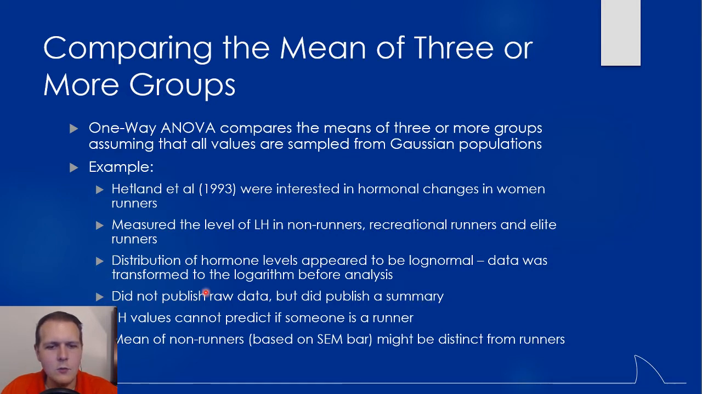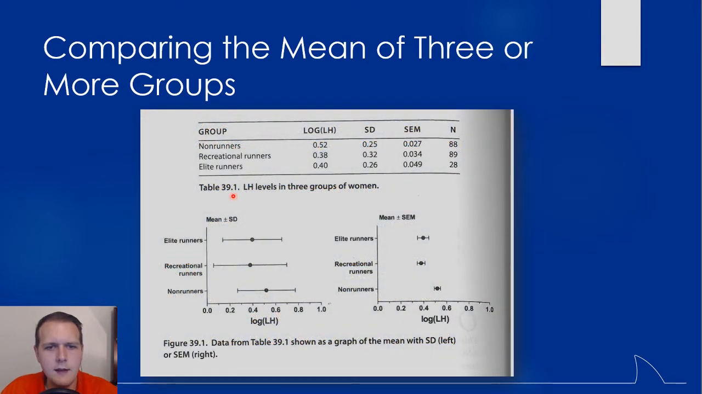And so you're going to find that obviously luteinizing hormones don't predict if someone's a runner or not, but we can see whether or not there's a difference in the expression of luteinizing hormone based on whether the person is a runner or not, right? And so let's look at the data here.